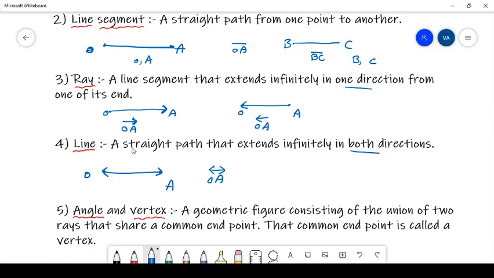So what is meant by straight line? Straight line or line is a straight path. Line is a straight path that extends infinitely in both directions. అంటే లెఫ్ట్ రైట్ టూ సైడ్స్ కూడా extend అవుతా ఉంది, extends infinitely in both the directions. That is called a line. Next one is angle and vertex.